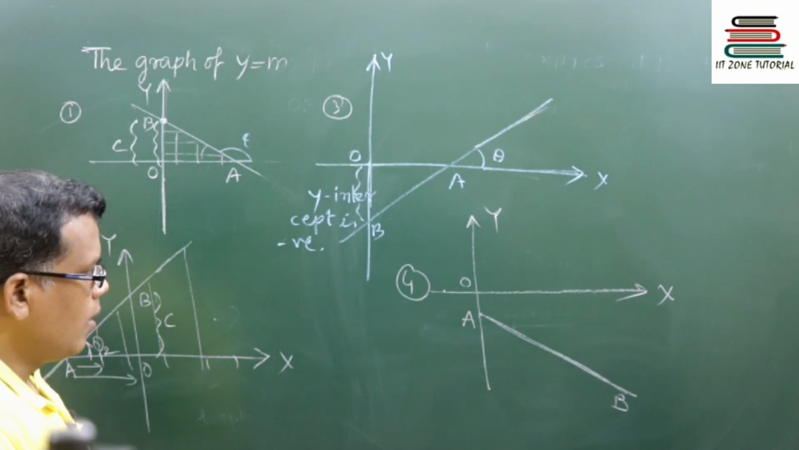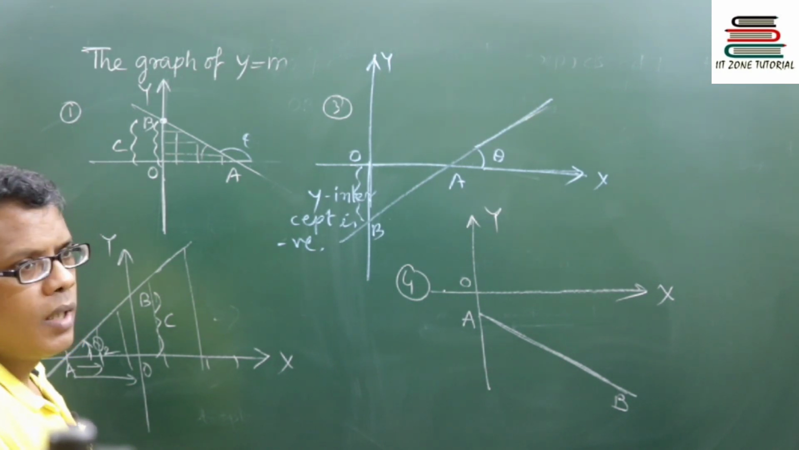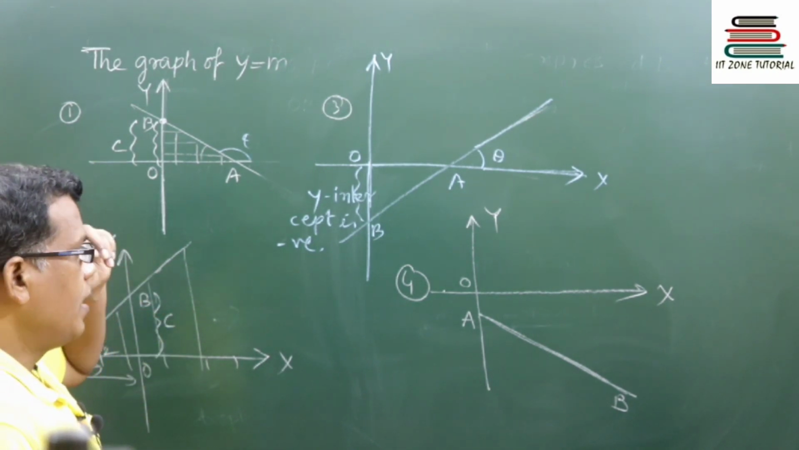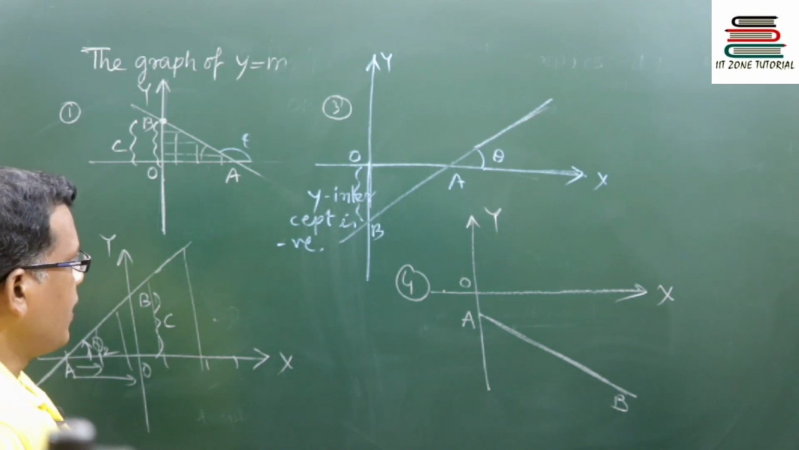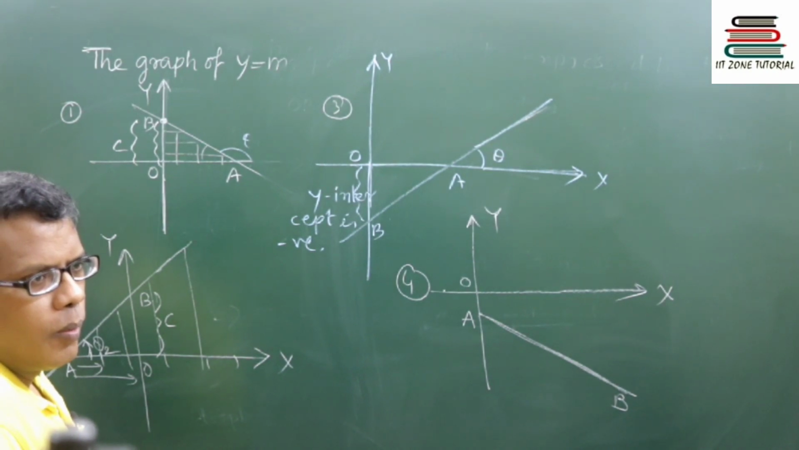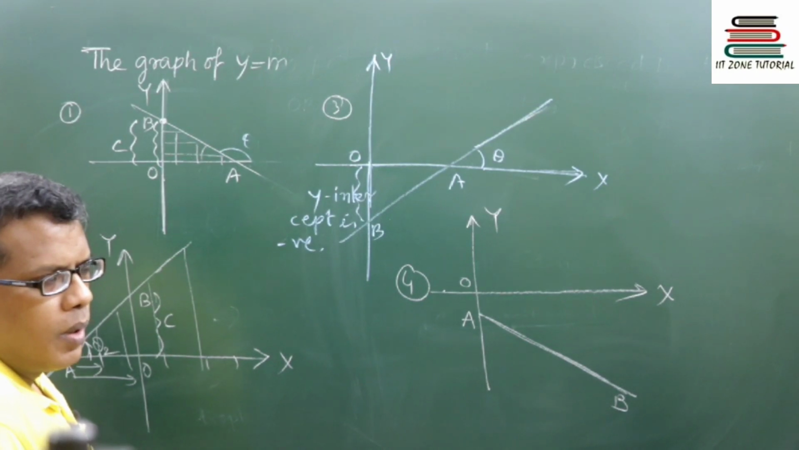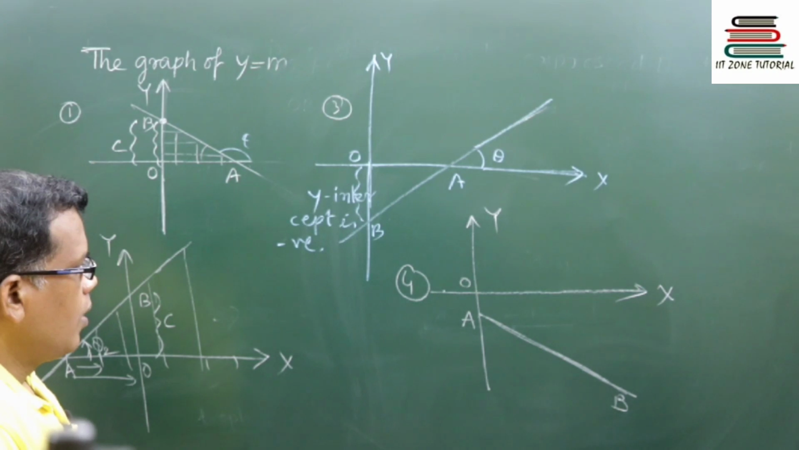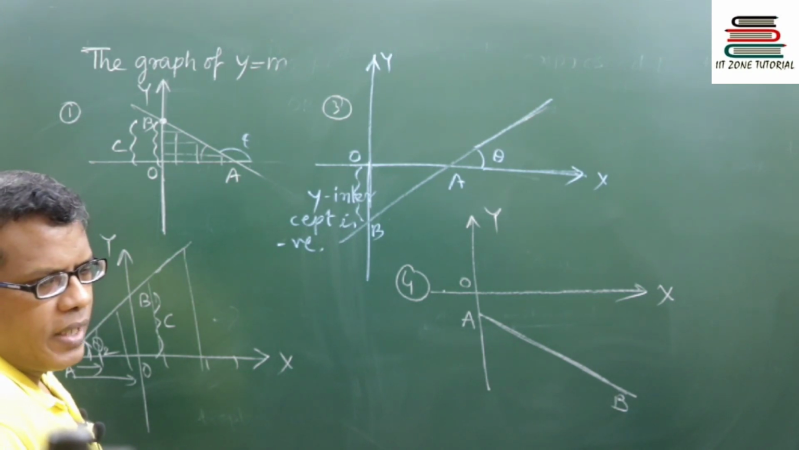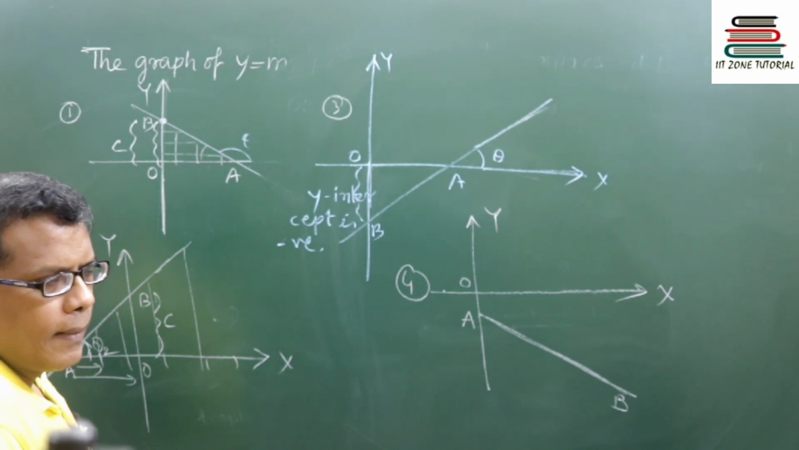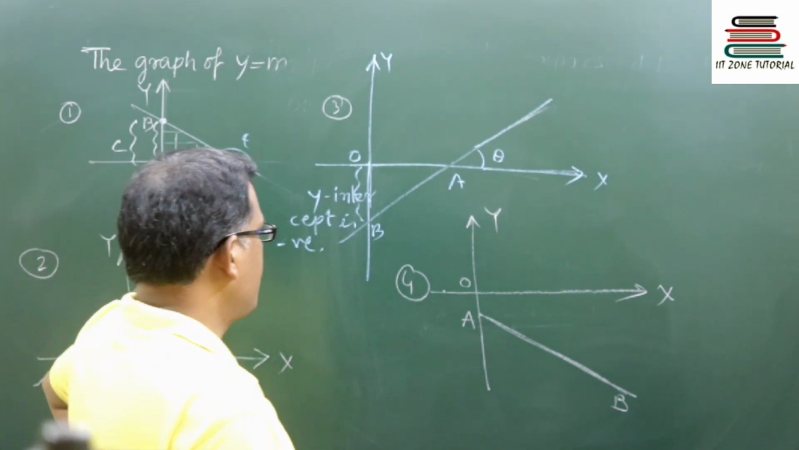Positive. Which one is positive? Which one is positive, y-intercept or the slope? Yeah, tell me. Is the y-intercept positive or negative? Positive. No. How can you say positive?